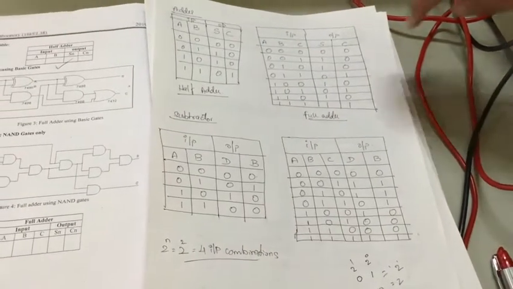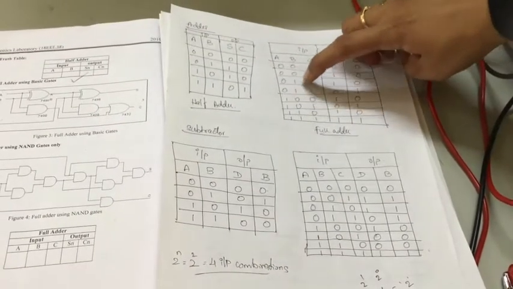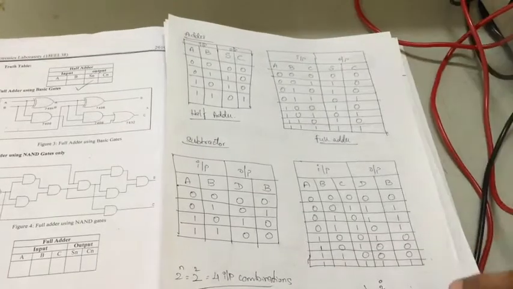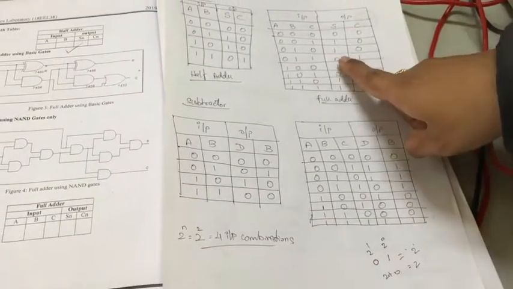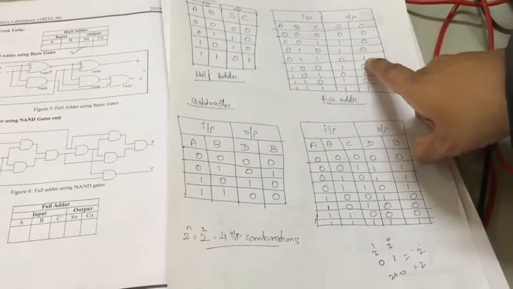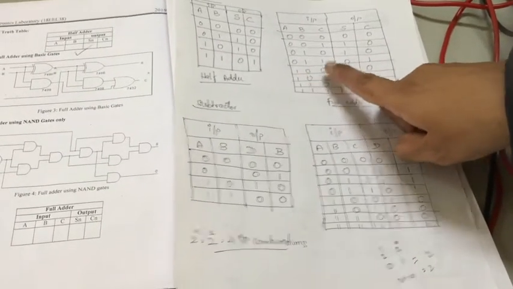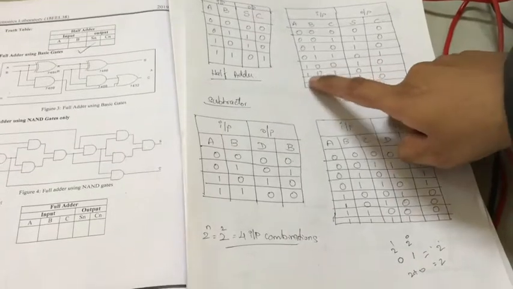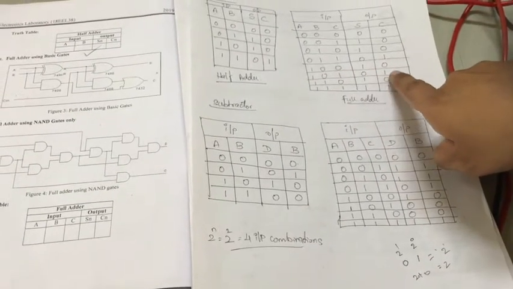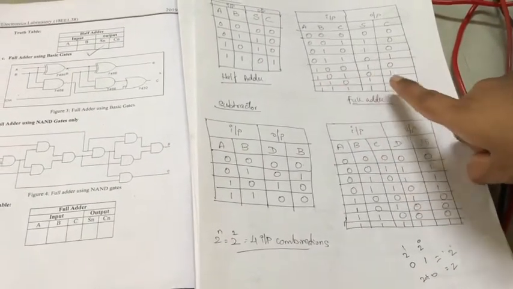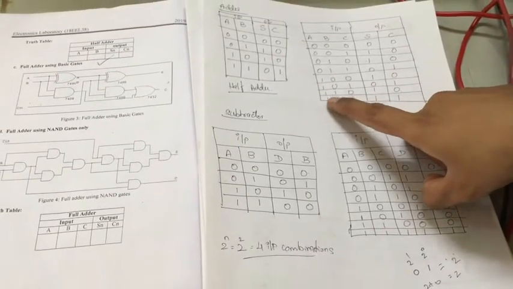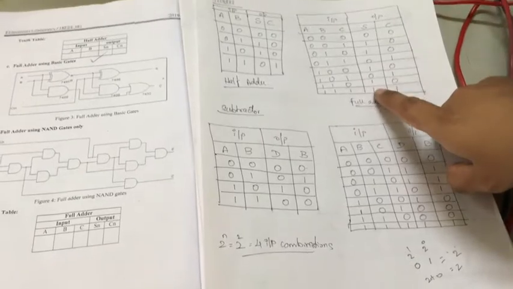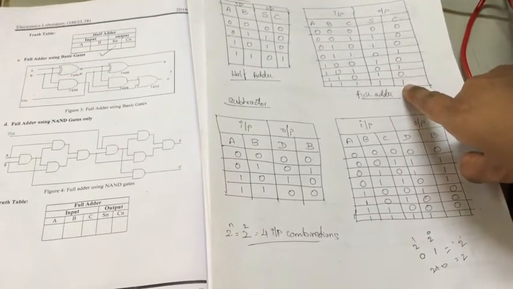So what I am going to do is 0 plus 1 is equal to, I'll get the answer as 2, so that will be indicated as 0, 1. So sum becomes 0, carry becomes 1. Next, 1 plus 0 plus 0, sum is 1, carry is 0. 1 plus 0 plus 1, sum is 0, carry is 1. 1 plus 1 plus 0, sum is 0, carry is 1. And 1 plus 1 plus 1, the sum is also 1 and carry is also 1.